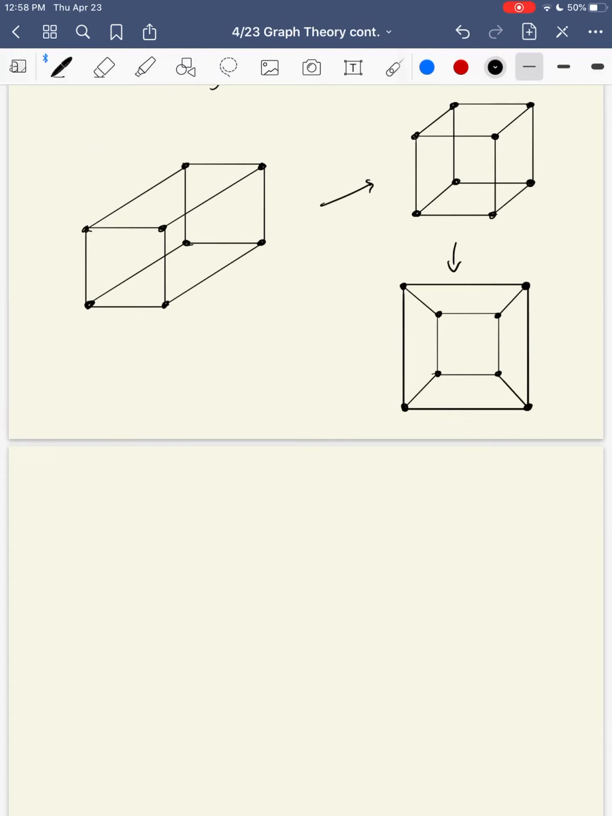So, I will write that here, a planar, this is what we call it, planar being 2-dimensional plane, embedding of the three-dimensional hypercube here.